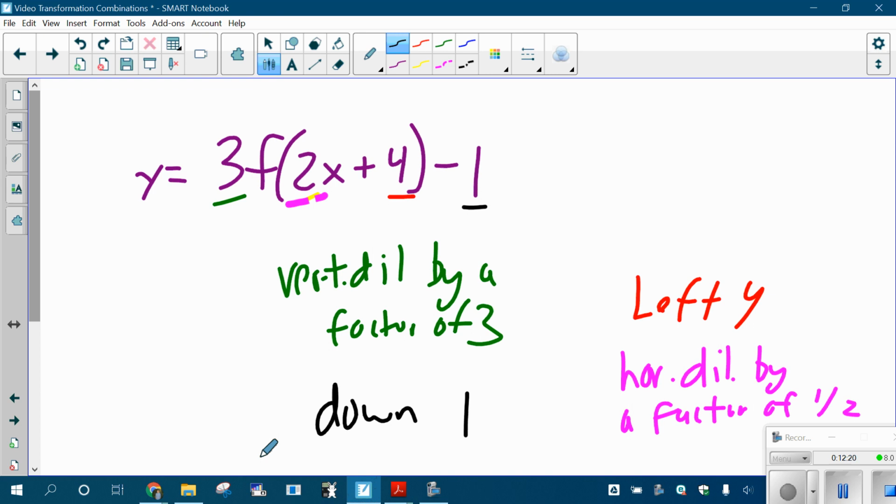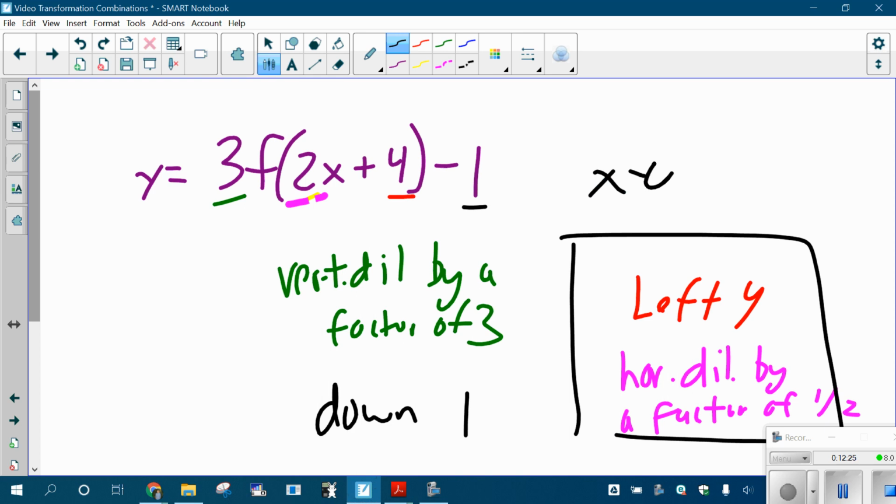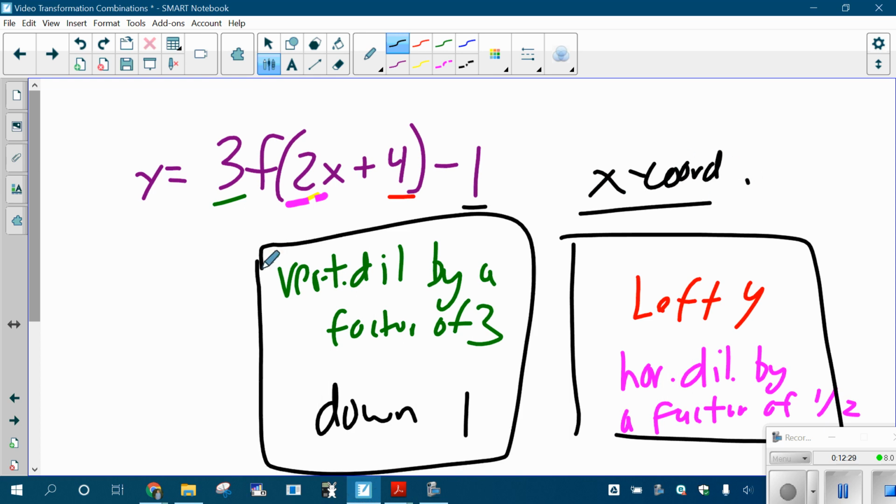Because these two interact with each other and they affect your x coordinates because they are horizontal transformations, and these two interact with each other because they are vertical transformations and affect your y coordinates. That's as hard as it gets, guys. I know this is even a little complicated, but that's it. That's all 4 transformations all mushed into one problem.